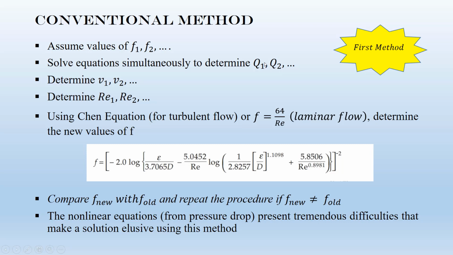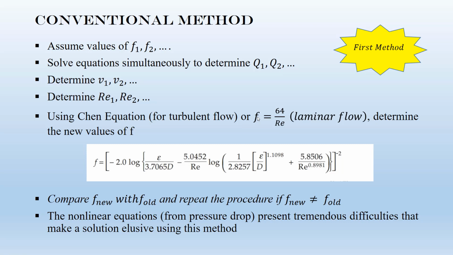Now you have the volumetric flow rates and the diameters, so you can find the velocities. With the velocities, you can find the Reynolds number, and then you can find the new friction factors. Whether you have a laminar or a turbulent flow: if it is turbulent, use the Chen equation. This is the Chen equation. If it's laminar flow, you can use this equation to find the friction factor.